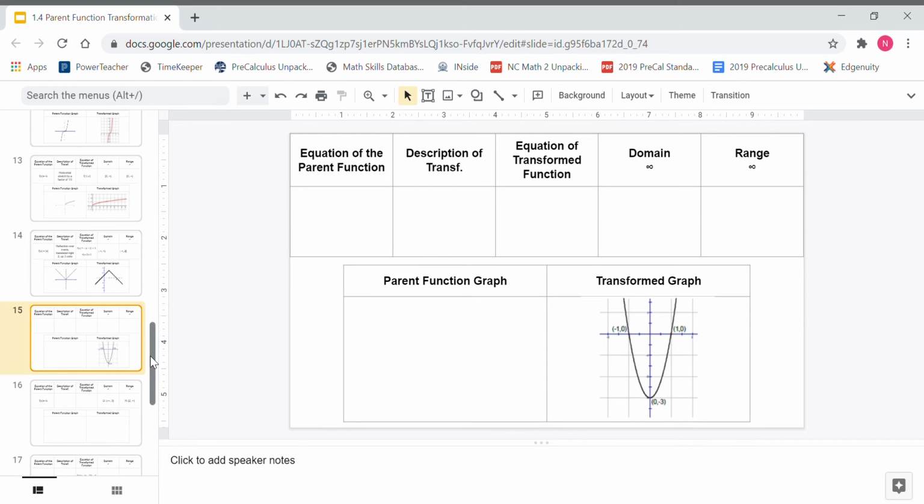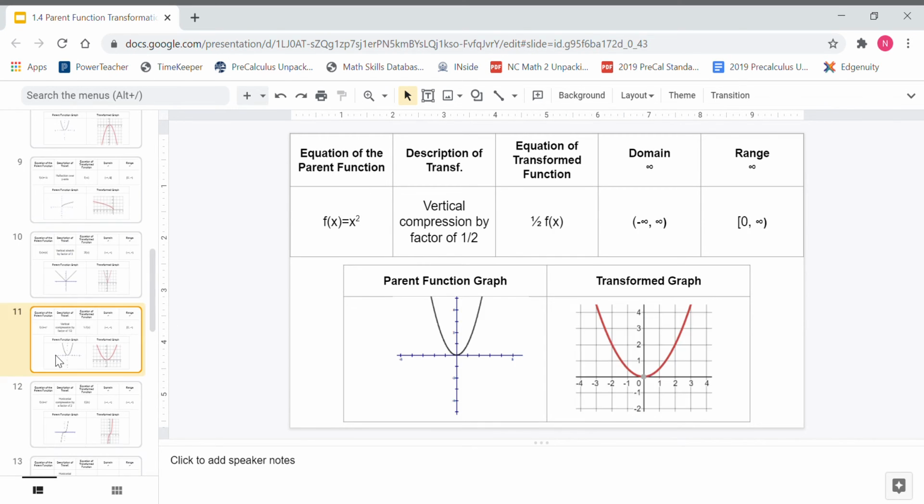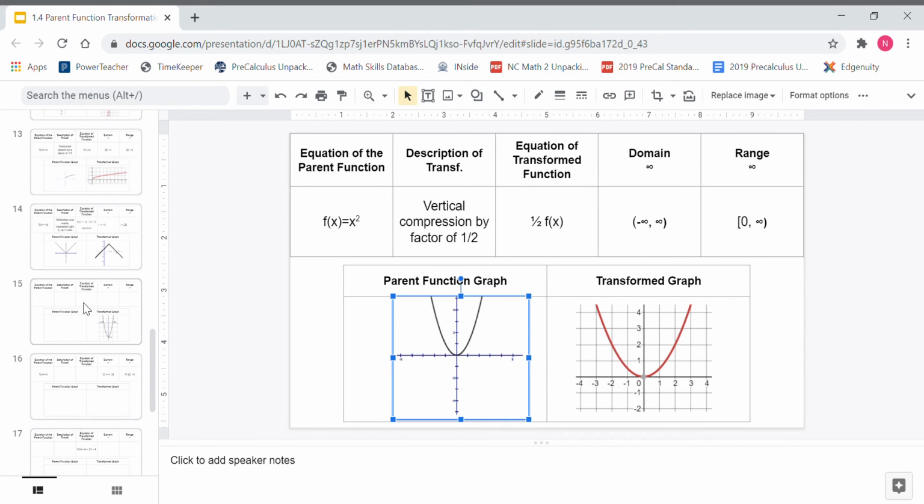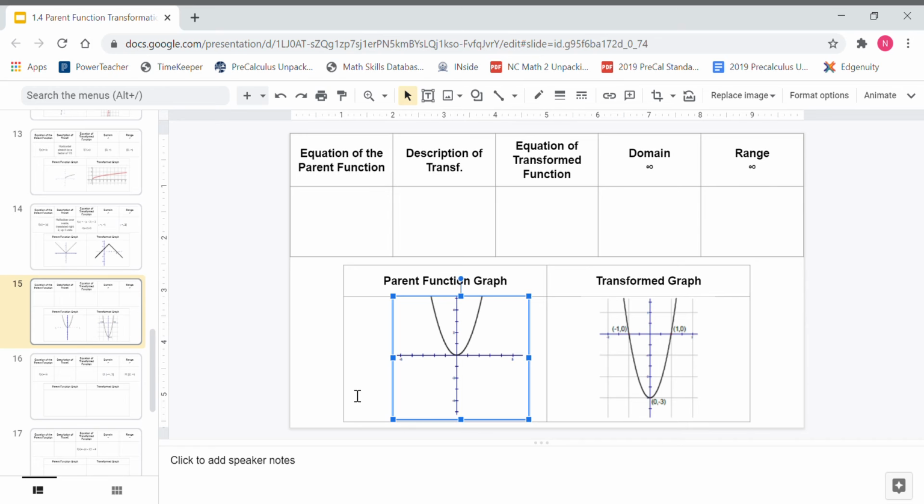All right, so slide 15 is a little bit tricky, so I'm going to go ahead and copy my parent function from slide 11. All right, and we see a couple of things. We see that my vertex has shifted down from 0, 0 to 0, negative 3, and that my x-intercepts are now negative 1 and 1. And so from the graph, it's really tricky to see, but it actually has been vertically stretched.